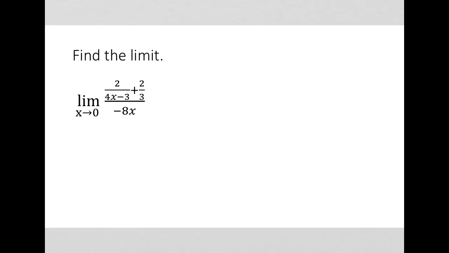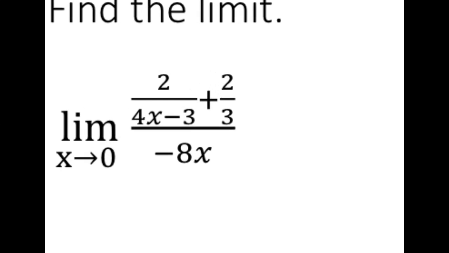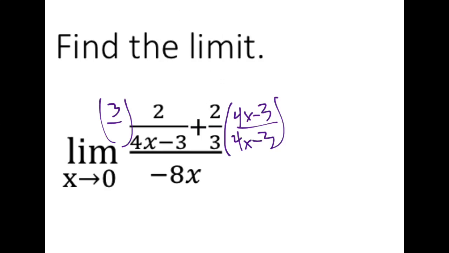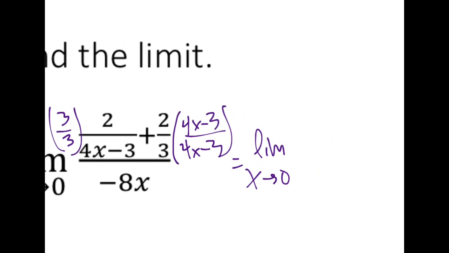Alright, one more to look at here. Same idea, except this time I'm going to need to multiply this bit right here by (4x minus 3) over (4x minus 3). And I'm going to need to multiply this bit by 3 over 3. And so I'm going to get the limit as x approaches 0 of 2 times 3 is 6, plus 2 times 4x is 8x, plus 2 times negative 3 is negative 6, so minus 6.